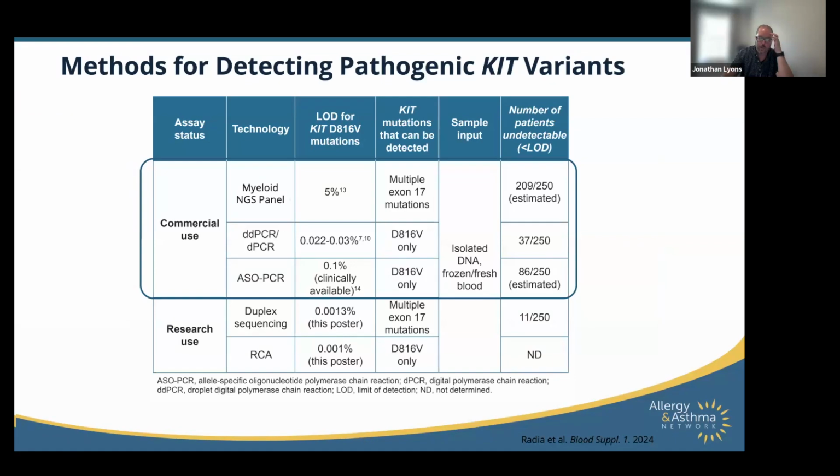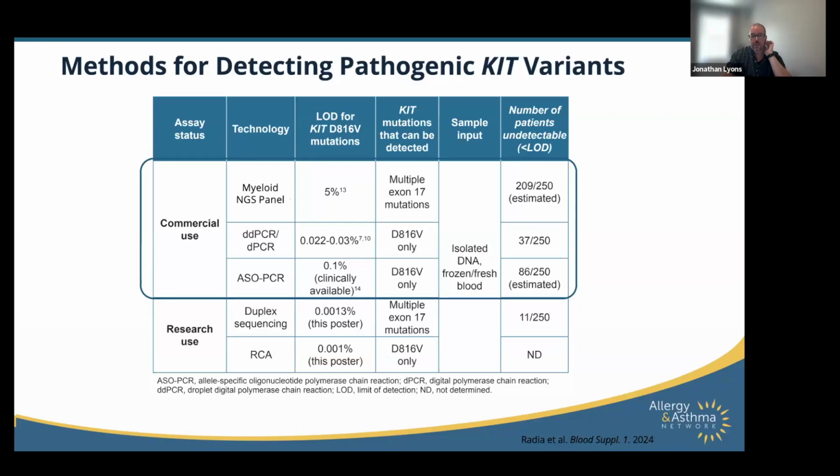So in addition to the bone marrow biopsy, one of those minor criterion is identifying these gain of function mutations. So what tools do we have to do that? So there are 3 commercially available tests, 2 of which are completely useless in evaluating patients for mastocytosis. The first on this list is a myeloid NGS panel. So this is really designed to identify patients who were suspicious of having cancer.